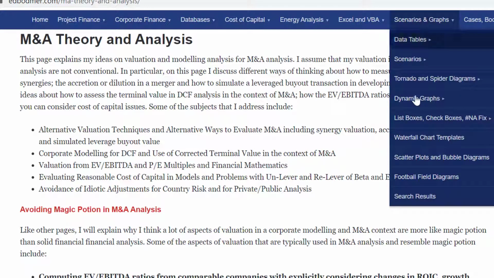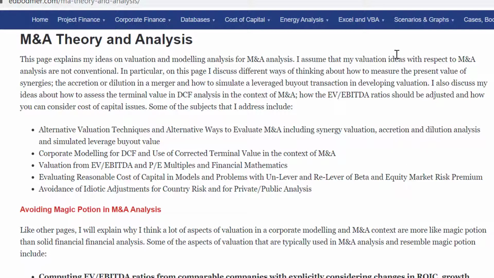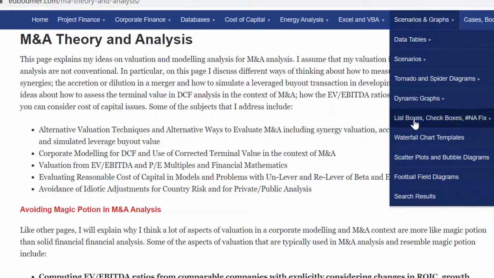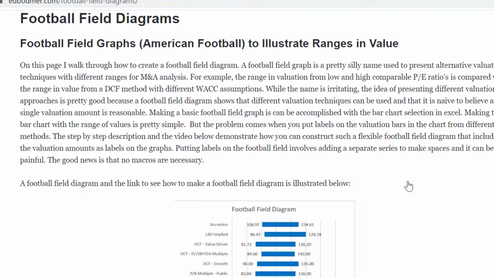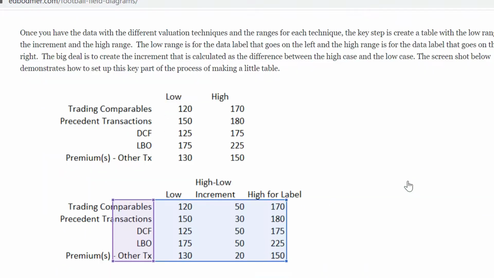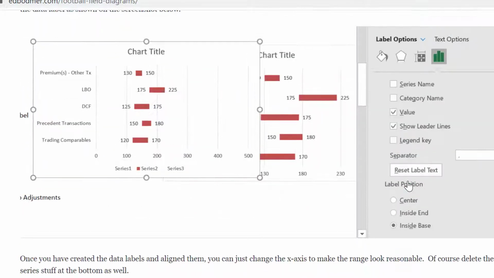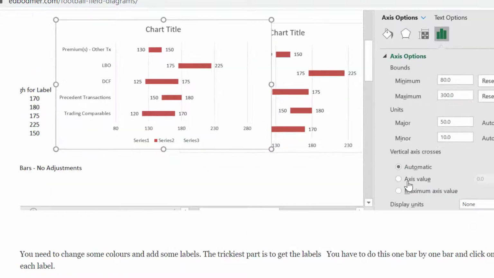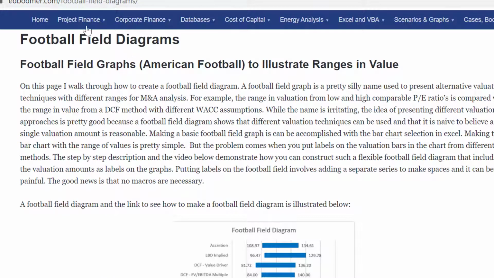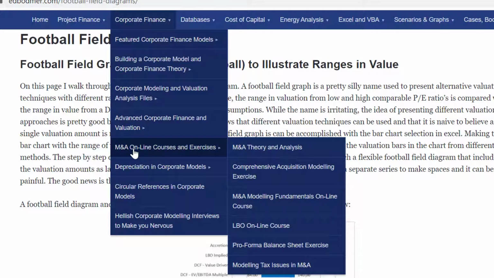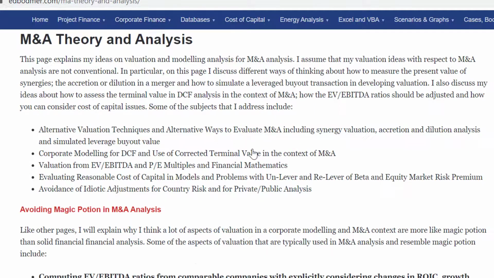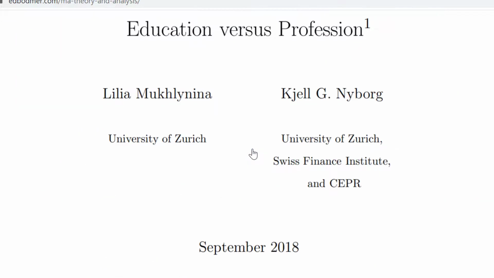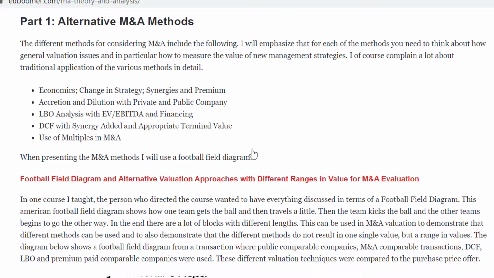Now, in the scenarios and graphs, I have a football field diagram there. So why don't I go there just for a minute? So the way I try to do this is then you can go down, and I think there's a video, and I even took some of the stuff. Did I put the video here? Oops, I didn't put the video there. I will one day, maybe tomorrow. Okay, so we're back to this one. So that's our football field diagram as a way to think about the class.